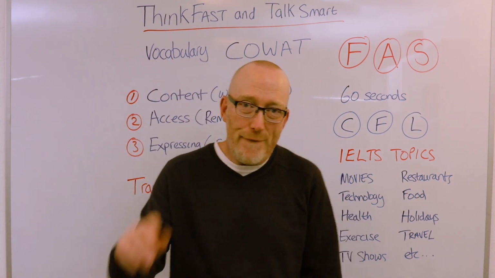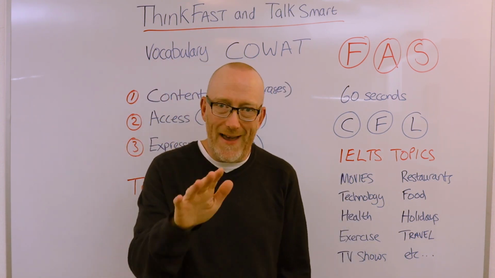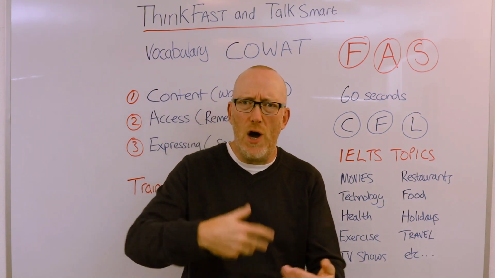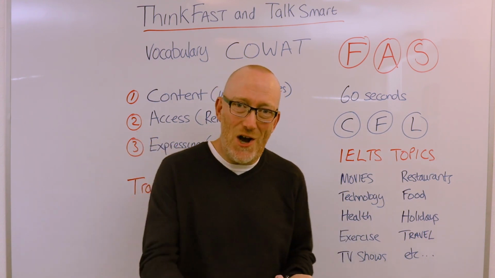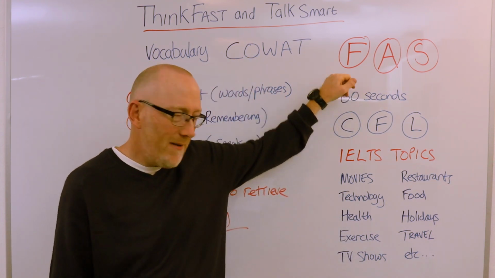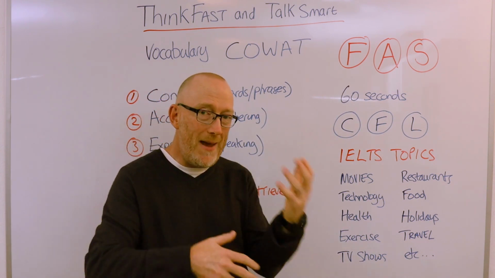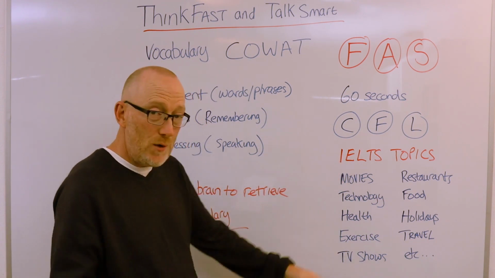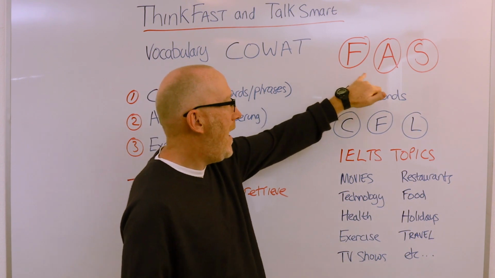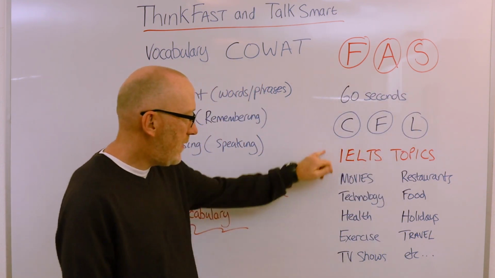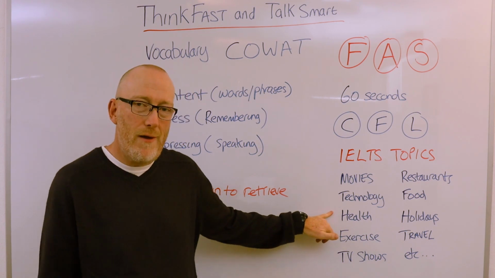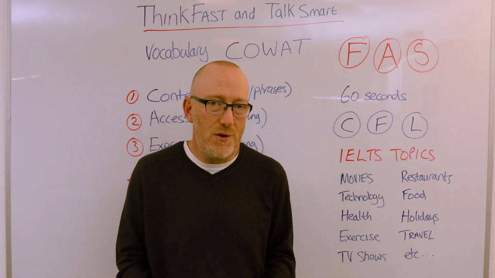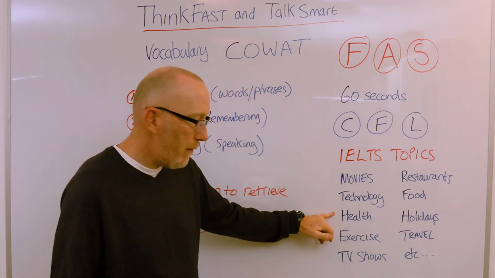For you guys out there who are studying for IELTS, you need lots of vocabulary relating to different IELTS topics. So you can do the letters of the alphabet, but why not mix it up a little bit and actually choose some different IELTS topics. So on day 1, you do letters of the alphabet, F, A and S. On day 2, you choose an IELTS topic, let's say health, and you try and remember as many words as you can in 60 seconds relating to health.